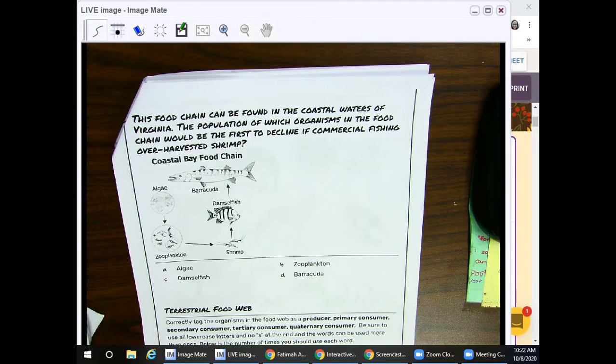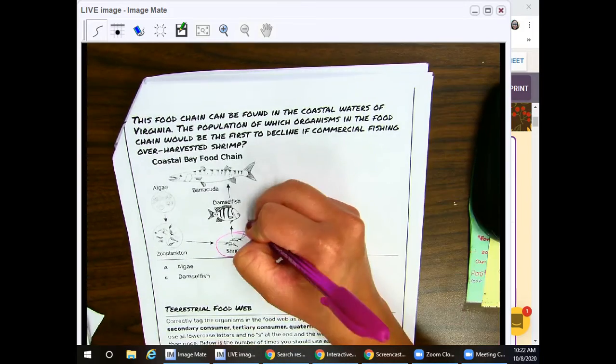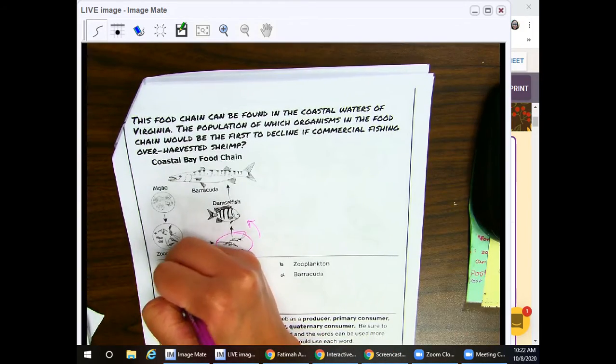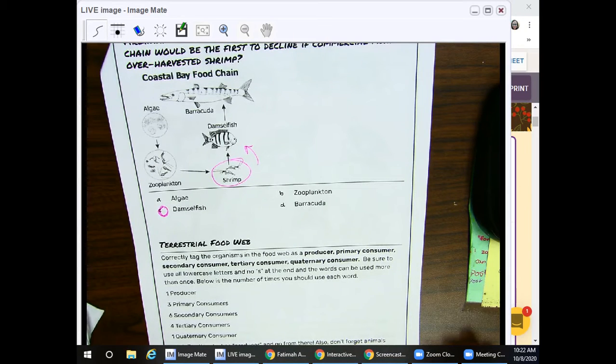This food chain can be found in the coastal waters of Virginia. The population of which organism in the food chain would be the first to decline if commercial fishing overharvested shrimp? If we started to overharvest shrimp, the first one to decline would be this fish. All right, the tertiary food web. Now you're going to tag the organisms as a producer, primary consumer, secondary consumer, and tertiary consumer.